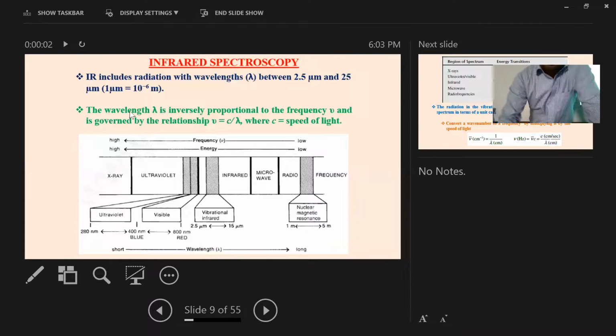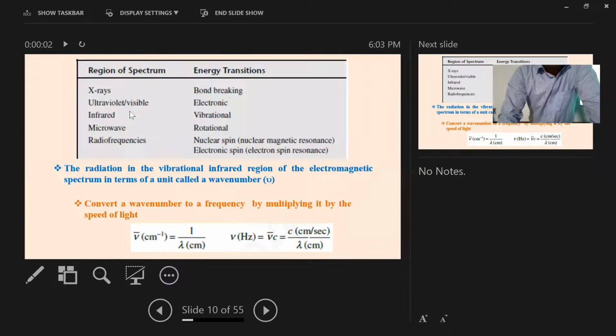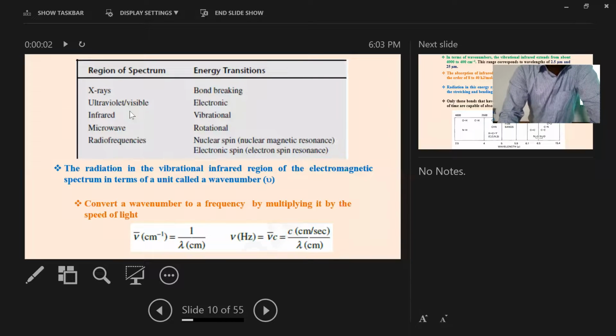Okay, so already I have mentioned that IR includes radiation with wavelengths between 2.5 micrometer to 25 micrometer. Whatever. Already we know X-ray is very high energy. In the last class we mentioned that if we give some X-ray, that is very high energy. Therefore, we should not have X-rays very often. It can penetrate through our body, even skin, and also through the bones. But normally IR or visible light cannot penetrate through our body or the bones.